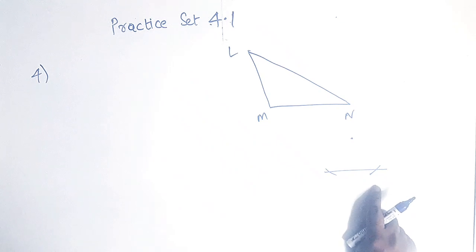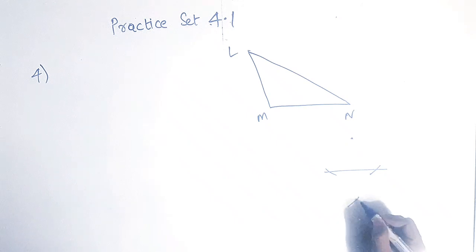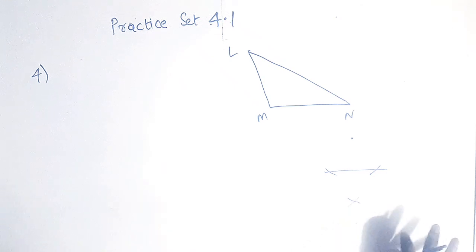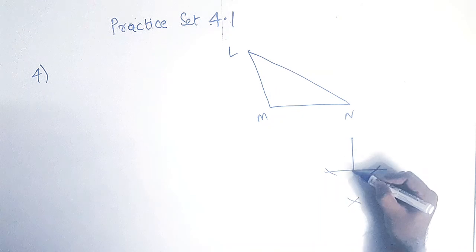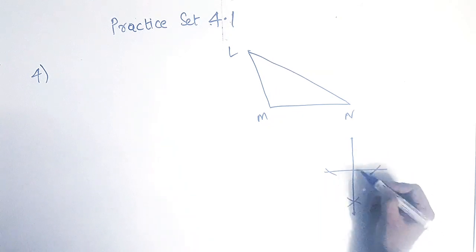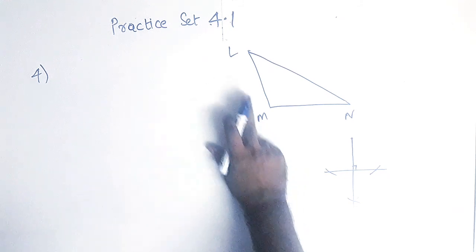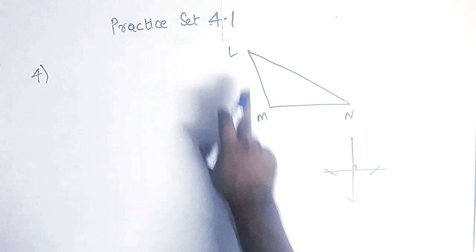First step clear. Then again you will place the rounder here. From here you will draw the arc. Place the rounder here. From here also you will draw an arc. You can keep the same radius. Then this will be exactly 90 degree to this line. Clear? So we are moving on to this triangle LMN. So we are at L now.